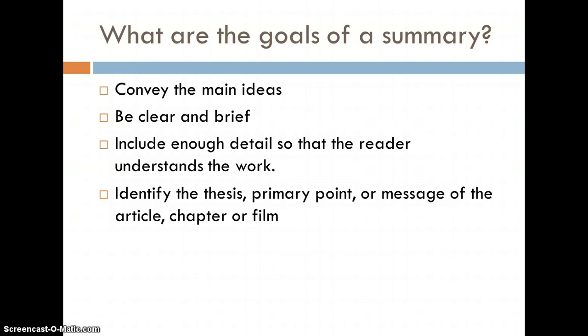So what are the goals of a summary? Well, we want to convey the main ideas. We want to express clearly what are the main ideas of the reading or the movie or whatever it is we're summarizing. We want to be clear and brief so that the person who reads the summary can understand very quickly what the entire reading is about. In order to do that, we have to include enough detail so that the reader understands the work. And we must, of course, identify the thesis, the primary point or message of the article, chapter, or film in order to convey the main ideas.